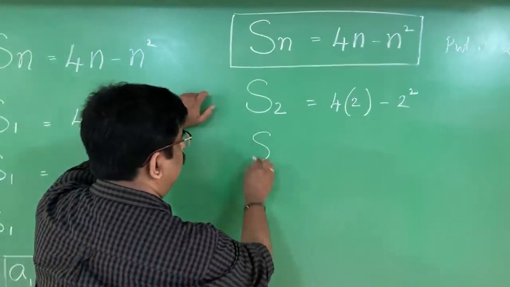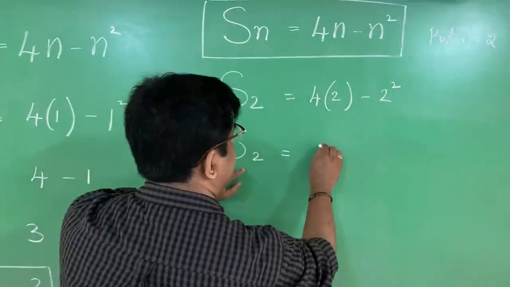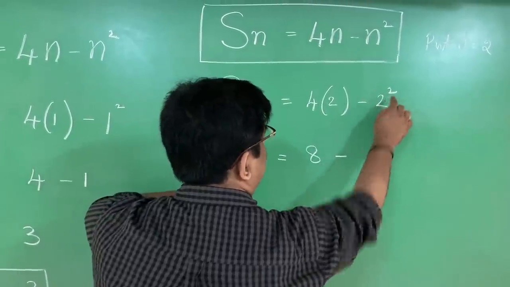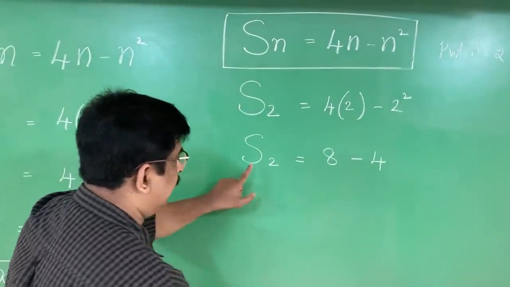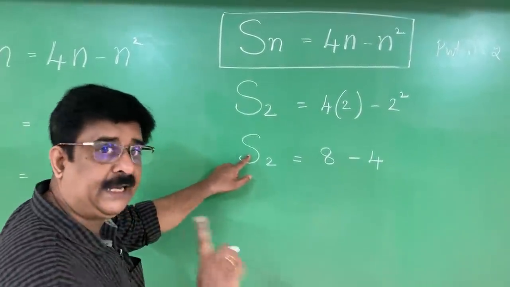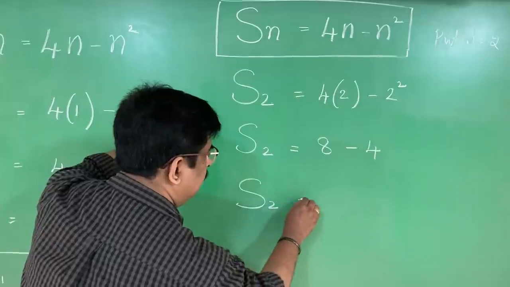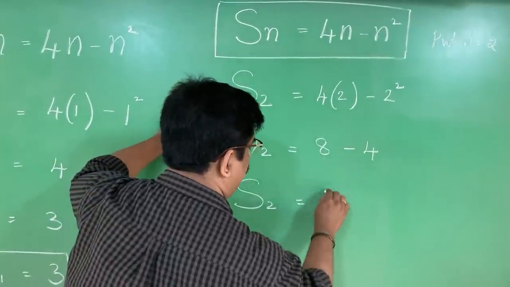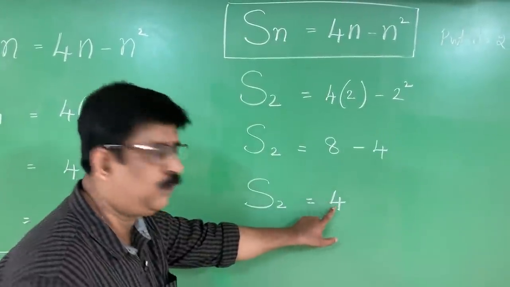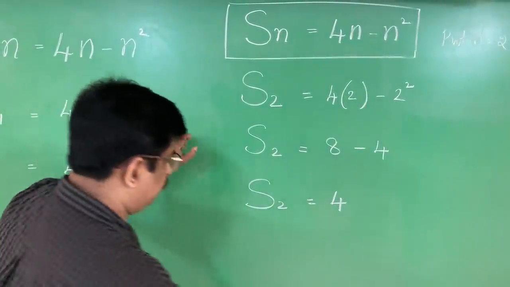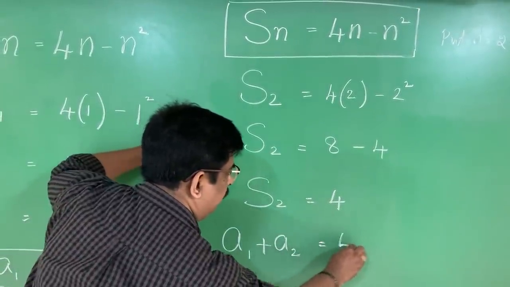Again, S2, the sum of the first two terms, is equal to 4 into 2 is 8, minus 2 square, which is 4. Be careful, you have to read this. This is not A2, it is not the second term. It is the sum of the first two terms, which is equal to 8 minus 4, that is 4. The sum of the first two terms should be written like this: A1 plus A2 is equal to 4.